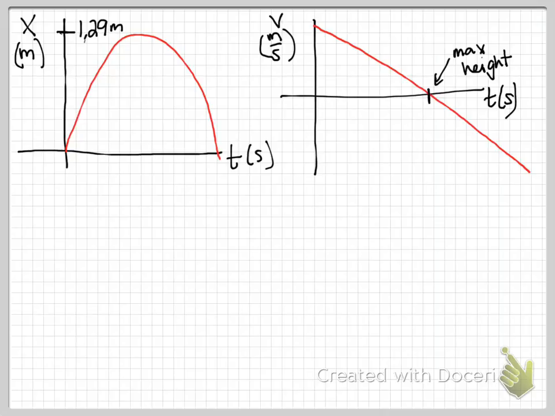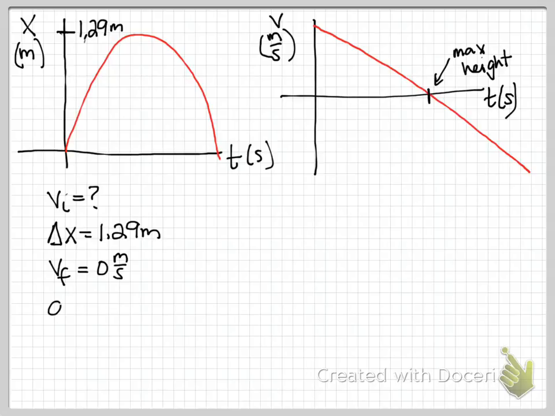So the first part of this question asks for takeoff speed, and that's going to go back to the same thing we did in question 3 with the kangaroo. Takeoff speed is asking for V initial. I do know that to his max height, he has a displacement of 1.29 meters. I do know that at his max height, he has a final velocity of 0 meters per second, and I do know that while getting to his max height, he has an acceleration of -10 meters per second squared. So now I have everything that I need to solve this problem.